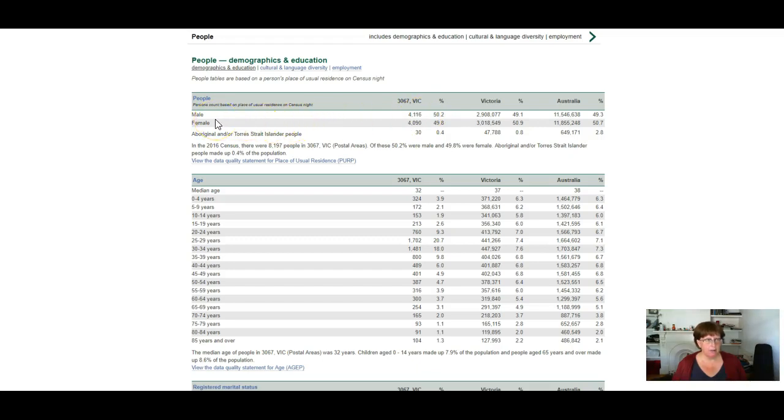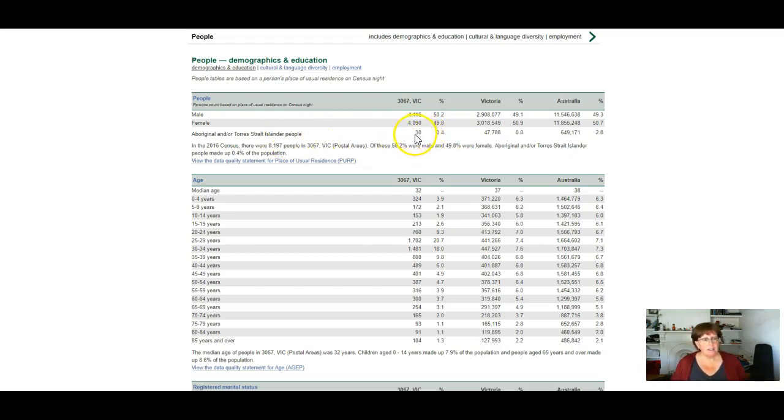4,116 in this postal area are male. That makes up 50.2% of the total population of the area. Within Victoria, 2,908,077 are male, and they make up 49.1%. In Australia, 11.5 million are male, and that makes up 49.3%. So what we can read with that is that within my postal area, there are slightly more than average men living, and slightly fewer women than average. No idea why, but there you go.